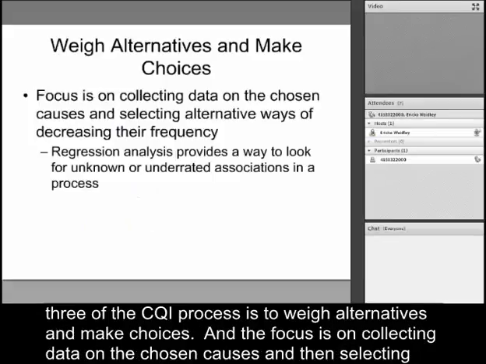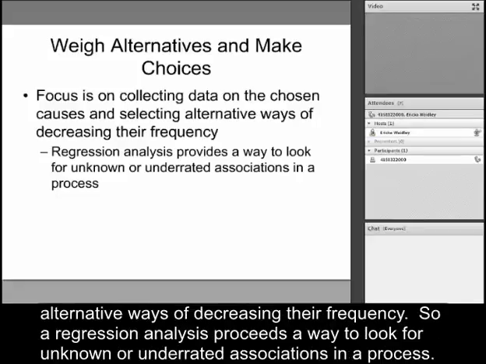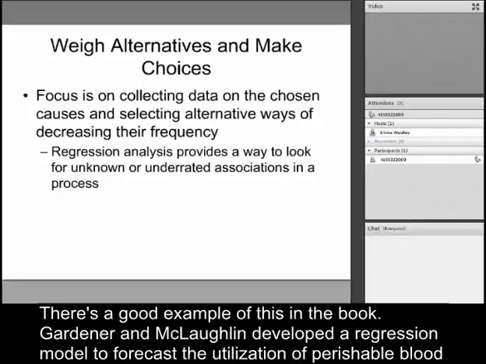Stage 3 of the CQI process is to weigh alternatives and make choices. The focus is on collecting data on the chosen causes and then selecting alternative ways of decreasing their frequency. A regression analysis provides a way to look for unknown or underrated associations in a process. There's a good example of this in the book.